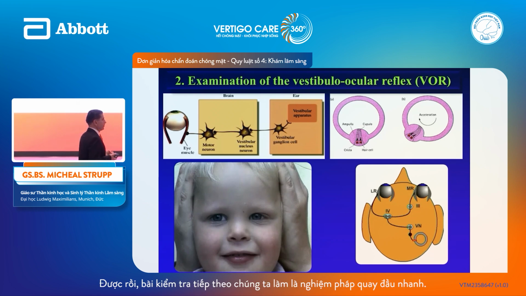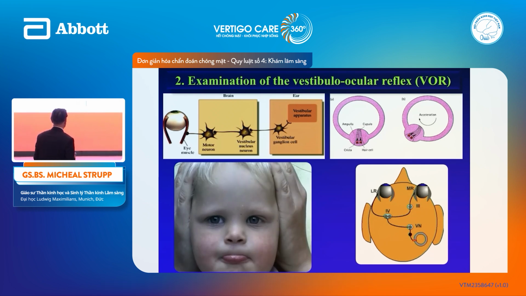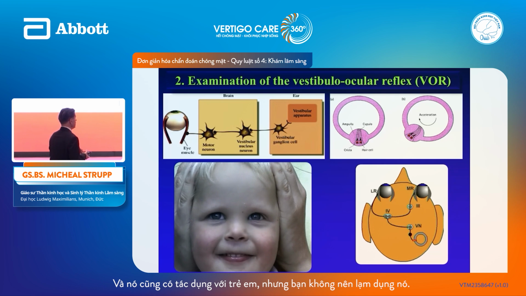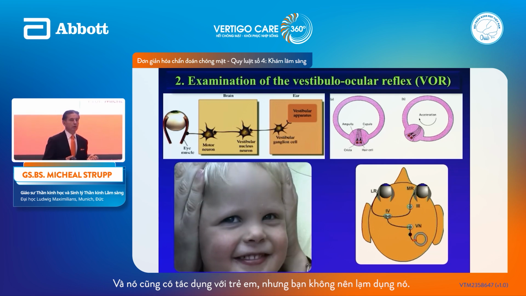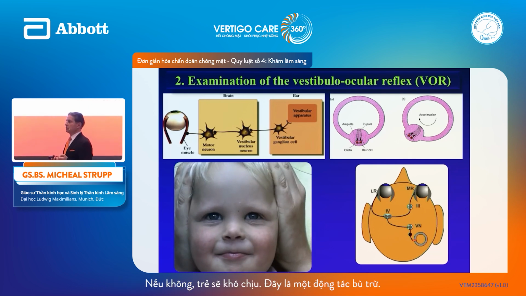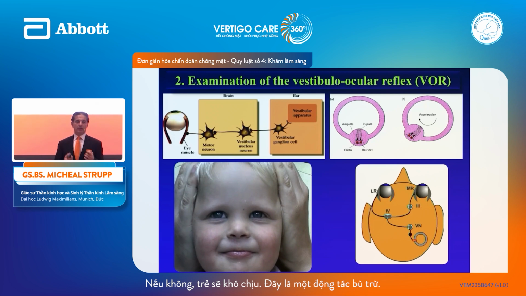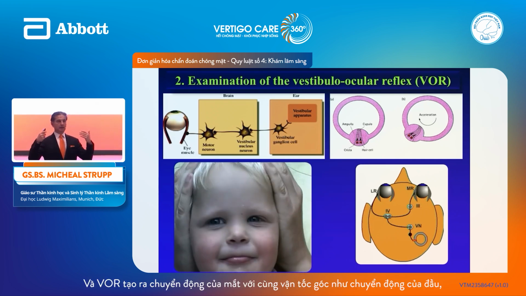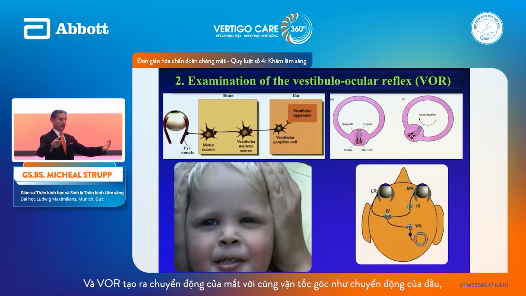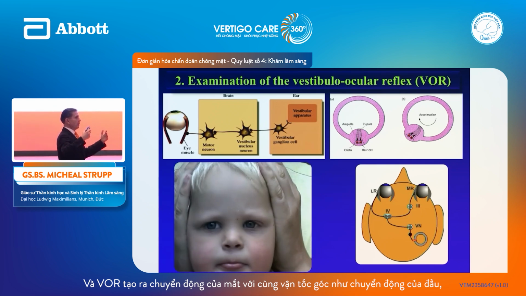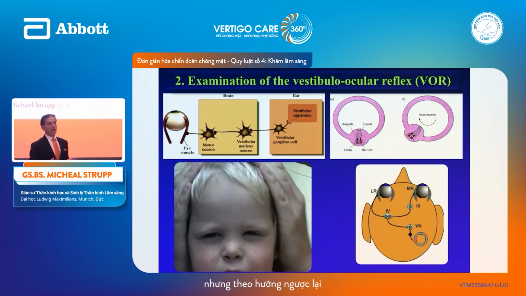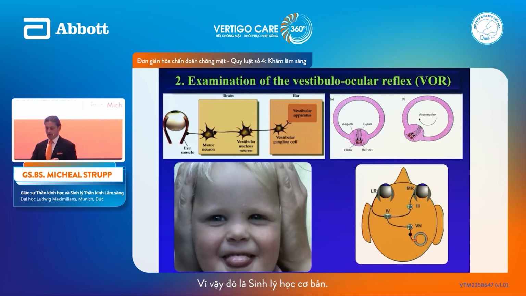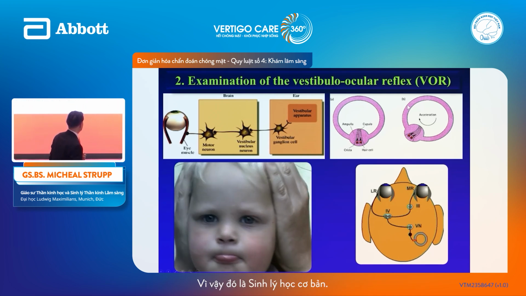Okay, the next test we do is the head impulse test. And it also works in children, but you should not overdo it, otherwise the mood goes down. So it's a compensatory eye movement, and the VOR generates eye movements with the same angular velocity as the head movement, but in the opposite direction. So that's the basic physiology.